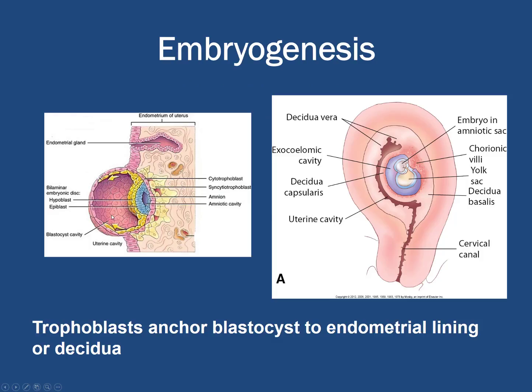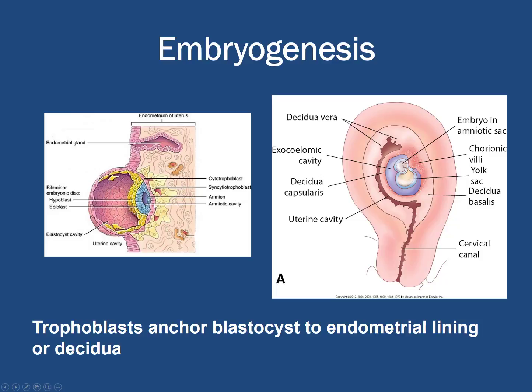In this image, you can see the blastocyst anchoring into the uterine wall. This is the endometrium, and this is going to anchor into the lining of the uterine cavity. This is the inner mass, which is going to develop into the embryo, and this is the outer mass, which is the trophoblast. And there are changes of the trophoblast.